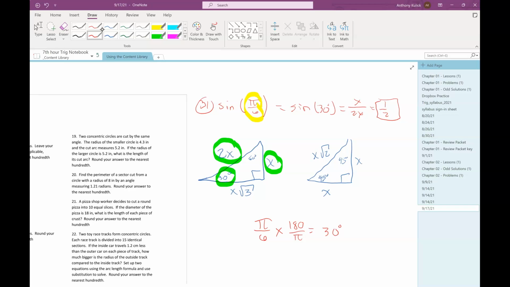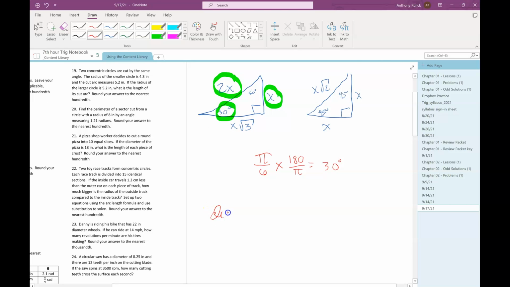Leo, did I see your hand coming up earlier? Yeah, I was just going to ask, to find radians, you multiply by 180, and to find degrees, multiply by pi over 180, right? If you want to go degrees to radians, you're going to be multiplying by pi over 180. And if you're going from radians to degrees, you're going to be going the other way. You multiply by 180 over pi.